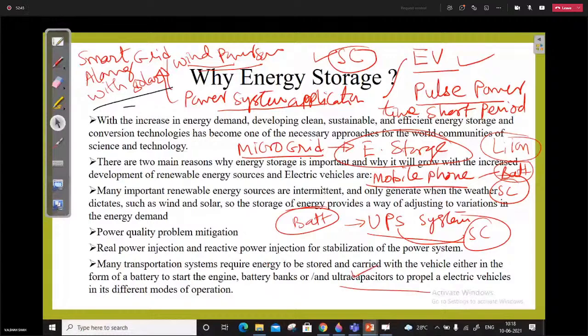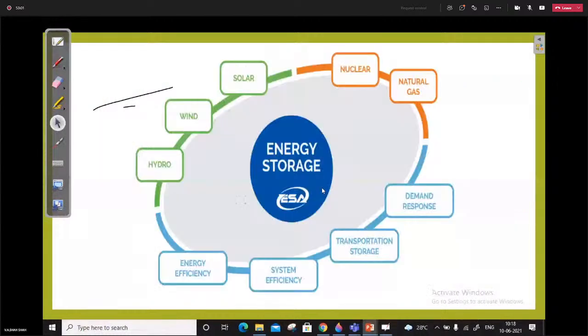with certain, let's say, material combinations in terms of electrodes and electrolyte. So with this, let us see where energy storage is needed. I have mentioned hydro, wind, solar with the green part. That means these are green energy, zero emission.